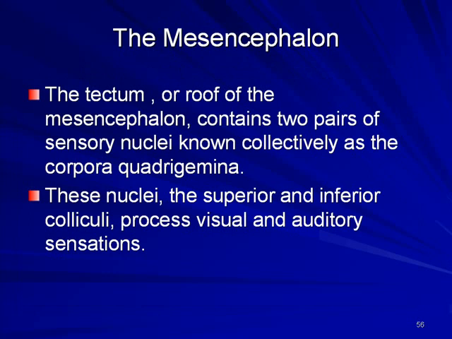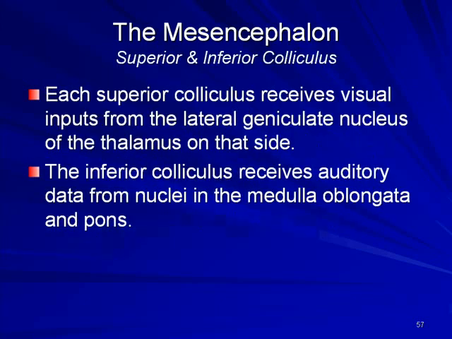The tectum, or the roof of the mesencephalon, contains two pairs of sensory nuclei. Corpora quadrigemina, I don't think they're going to see that on the exam. These nuclei, superior and inferior colliculi, process visual and auditory information. The mesencephalon has a portion of it referred to as colliculus.